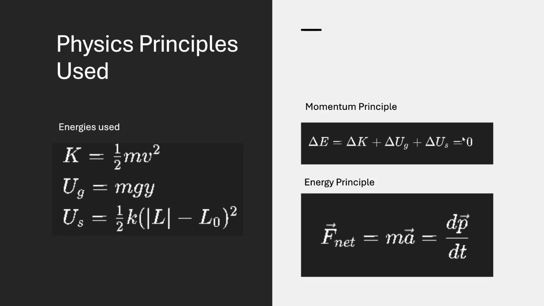The lab used two main physics principles, the momentum principle and the energy principle. I used the net force to update momentum and position step by step in VPython. Then at each step, I calculated kinetic energy, gravitational potential energy, and spring potential energy, and checked whether the total of these consistently stayed the same.